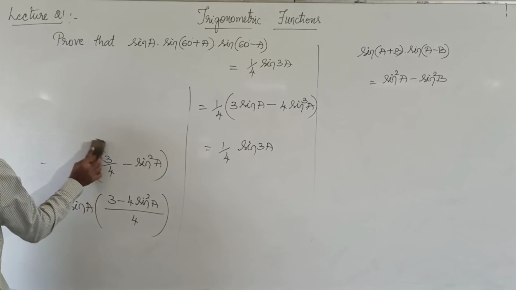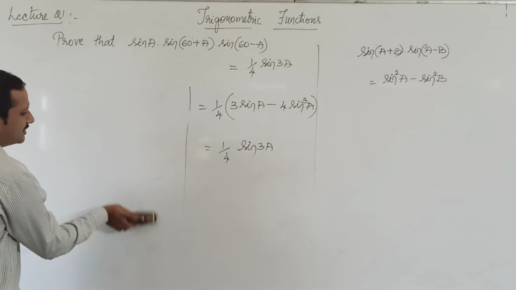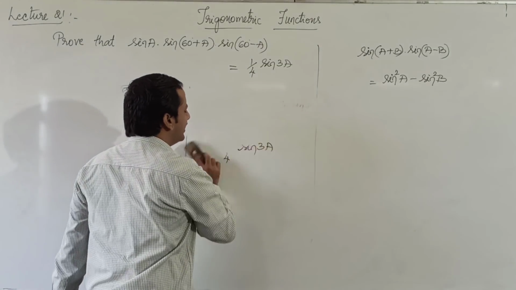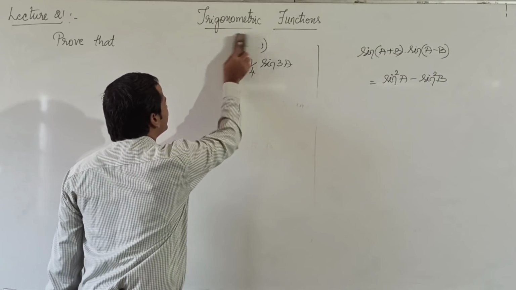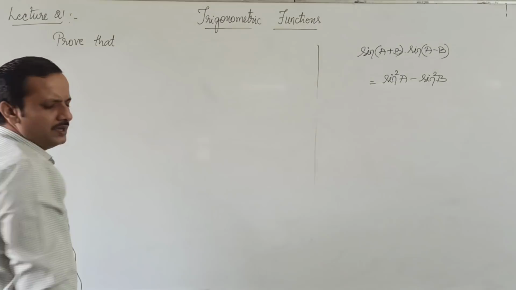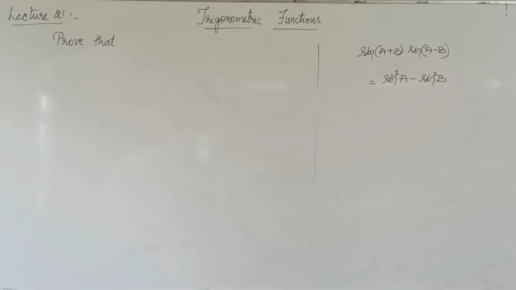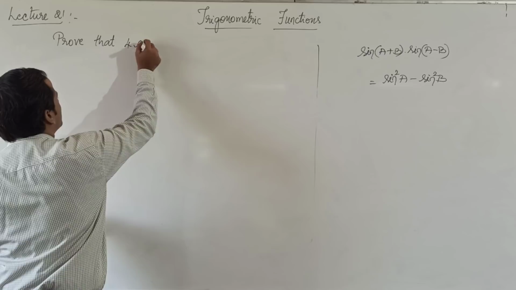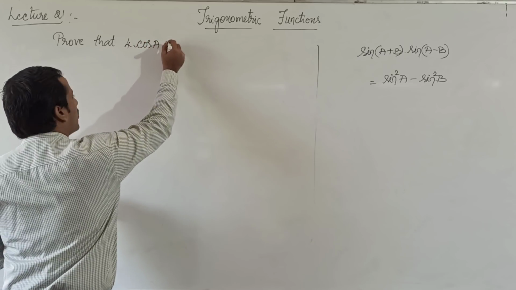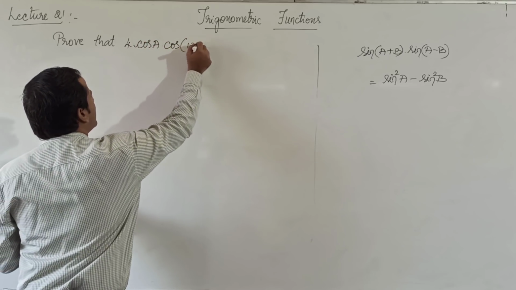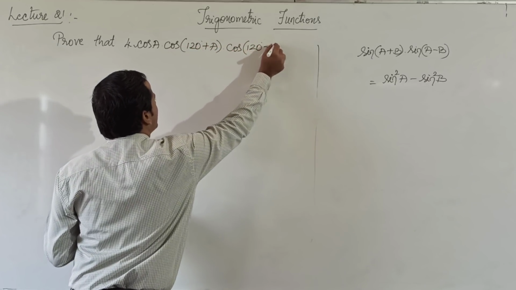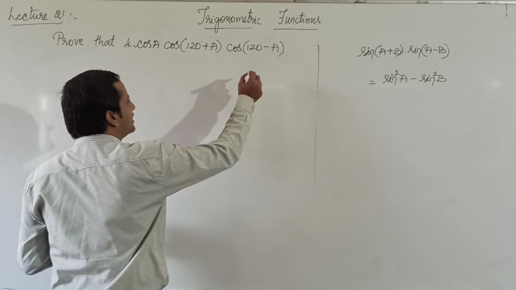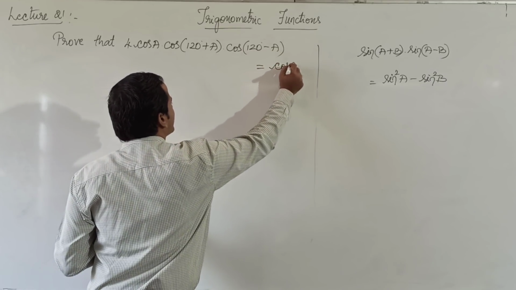I'll give you another problem of the same kind as homework for you. You can try on your own. That is, prove that 4 cos A into cos(120 degree plus A) into cos(120 degree minus A) is equal to cos 3A.